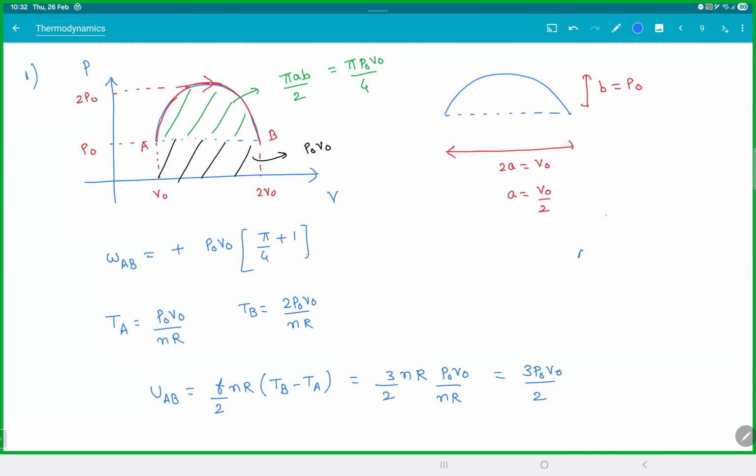From the thermodynamics first law, delta Q is equal to work done plus delta U. Just add them up. You will end up with P naught V naught times (pi by 4, that is 1, plus 3 by 2, that's 5 by 2). That is how you get the heat. Clear how we did this thing? So work done, find the temperatures, use that to find internal energy, then use the thermodynamics first law to get delta Q. This is how the questions will be framed.